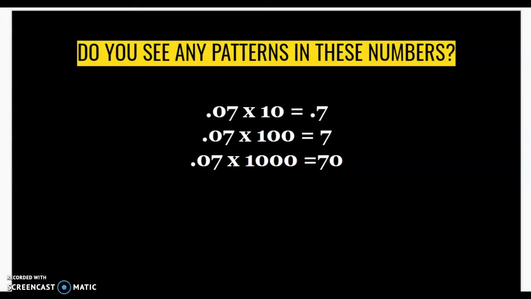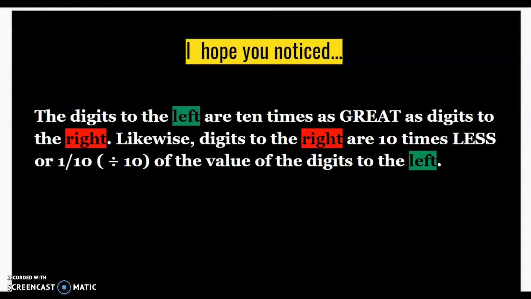Do you see any patterns in these numbers? 0.07 times 10 equals 0.7. 0.07 times 100 equals 7. 0.07 times 1,000 equals 70. I hope you noticed the digits to the left are 10 times as great as the digits to the right. Likewise, the digits to the right are 10 times less, or 1/10, or we divide by 10, from the values of the digits to the left.